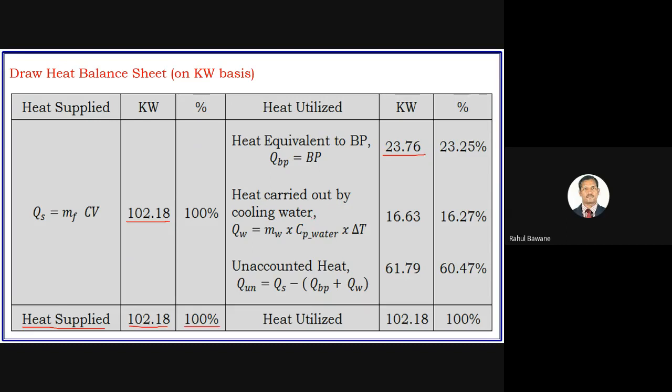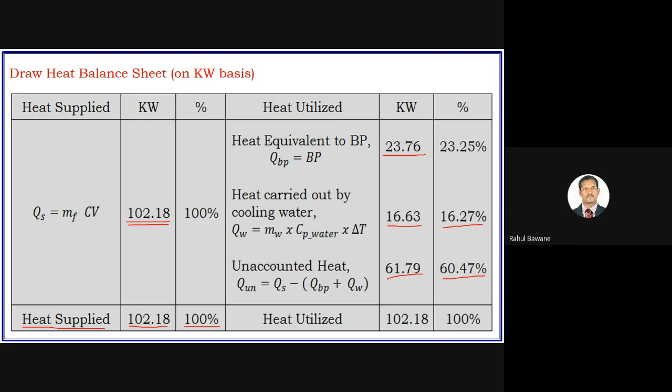Heat carried out by cooling water, m Cp delta T, is 16.63. So 16.63 divided by 102.18 will give how much heat is lost due to cooling water, and the percentage is 16.27. And the final one is unaccounted heat. Because they don't provide any exhaust gas data, we directly calculate the unaccounted heat. So unaccounted heat is 61.79, and in percentage it is about 60.47%.